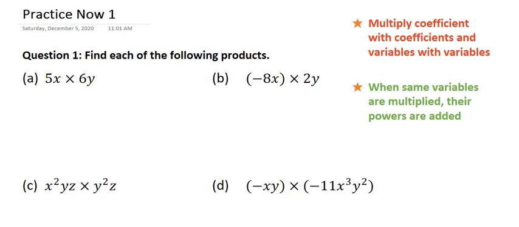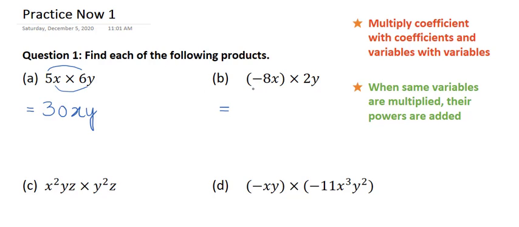Let's see question number 1. Find each of the following products. A part is 5x into 6y. So now we have to multiply coefficient with coefficient and variable with variable. So 5 into 6 is 30. x multiplied with y is xy. So this is the product of 5x and 6y. Let's move to B part.